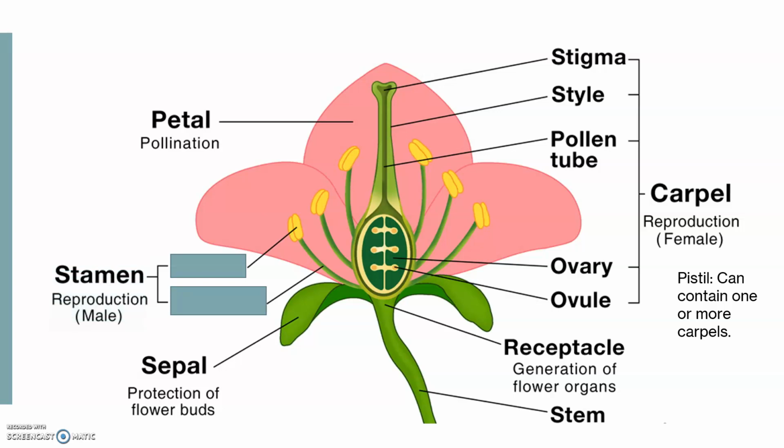The male reproductive organ is the stamen. The stamen contains an anther, which produces pollen held up by a filament.